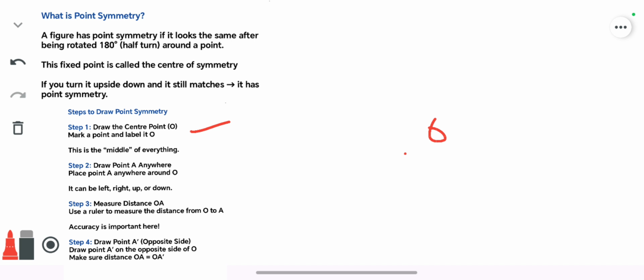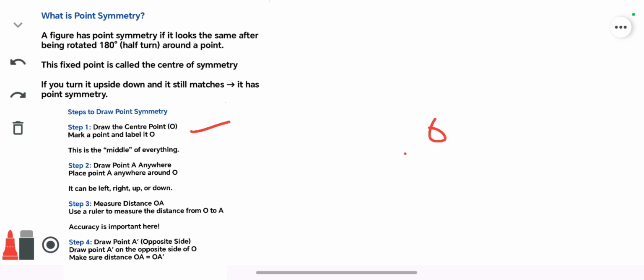It's not really clear. And remember, this is the middle of everything. So point O is the middle of everything. So that's step number one. Step number two, draw point A anywhere. Place point A anywhere around O. It can be on the left, on the right, up or down. So you decide whichever way you want to place your point. It's up to you.